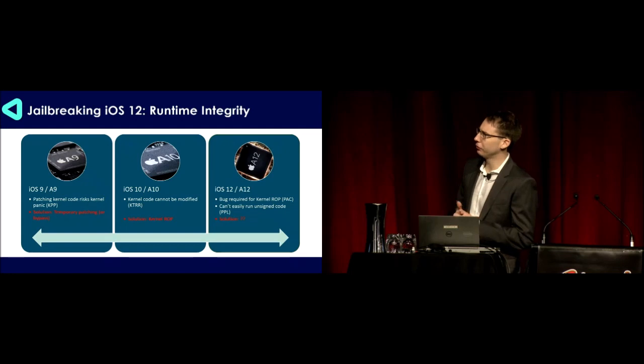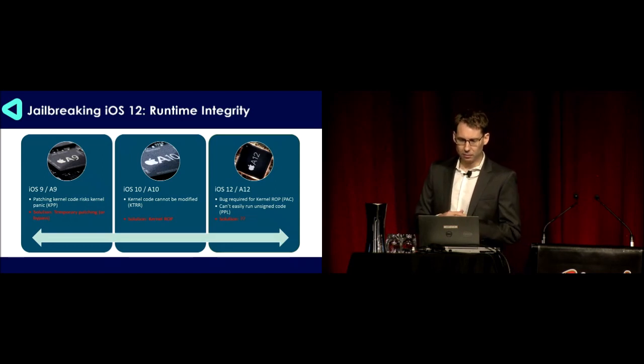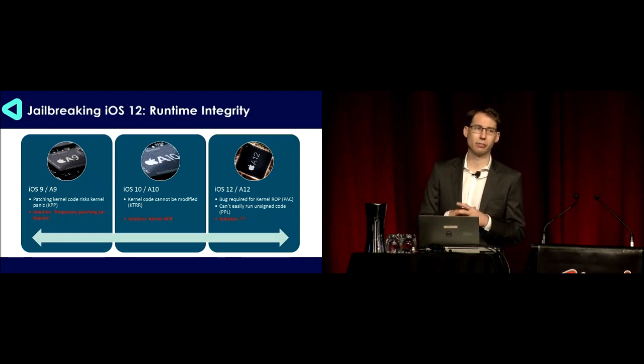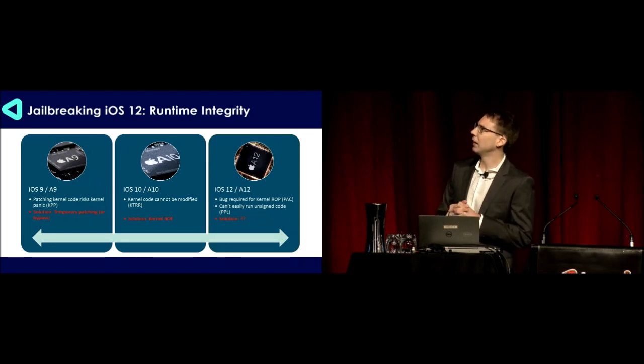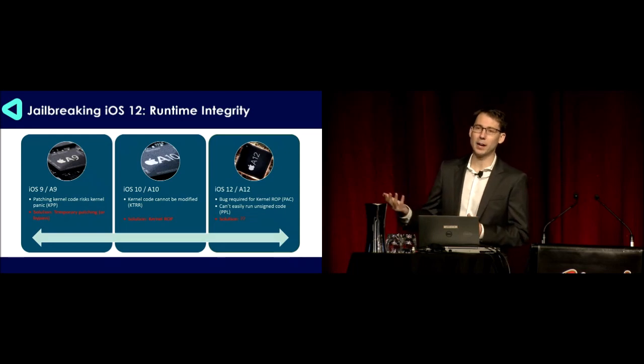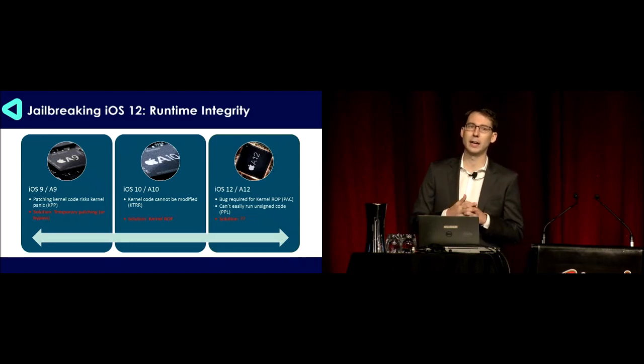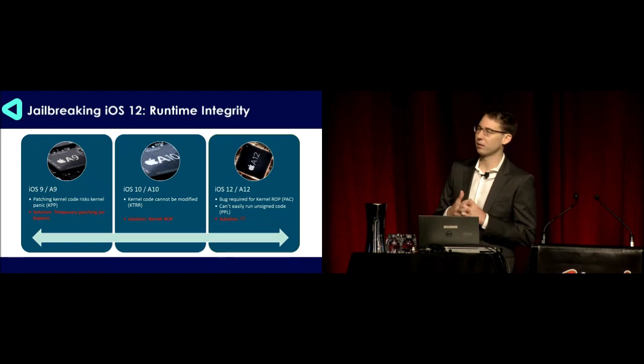And then the A12s, which came out just late last year in September, took this one step further and added PAC. And this now means that not only can you not do kernel ROP, even if you've got full read-write access to kernel memory, but you need a PAC bypass enabled to even do kernel ROP. So this makes it really difficult to actually execute any code in the context of the kernel.